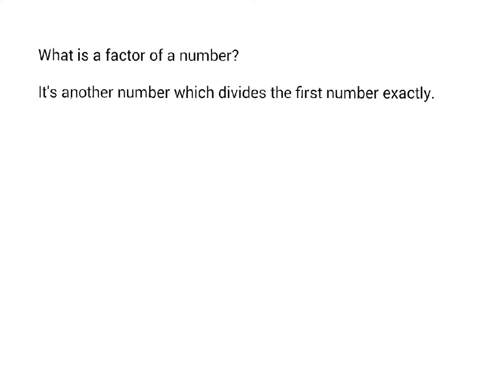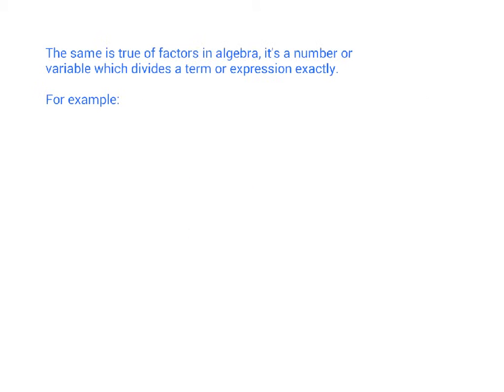So what is, first of all, a factor of a number? A factor of a number is another number which divides the first number exactly. So for example, if I take the number 12, that has factors 1 and 12, 2 and 6, 3 and 4. So all of these numbers are factors of 12 because they divide it exactly.